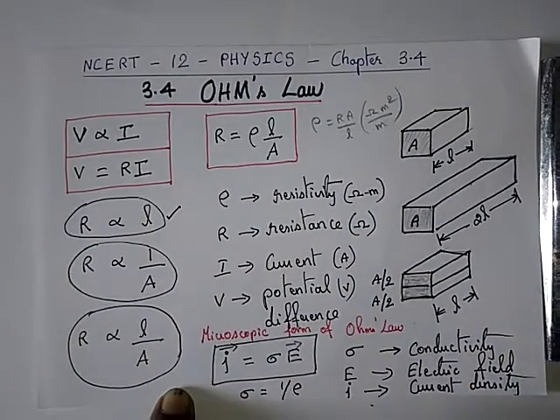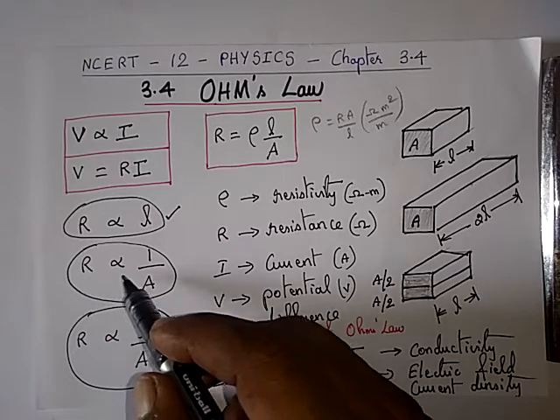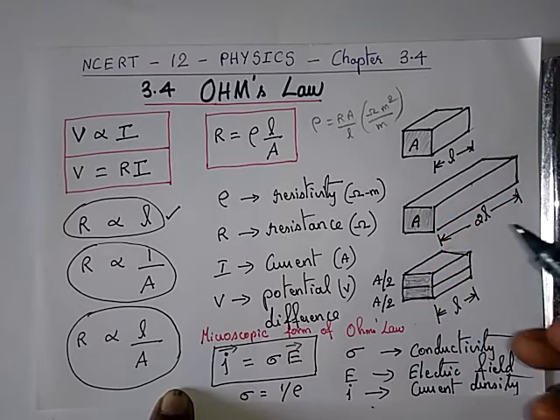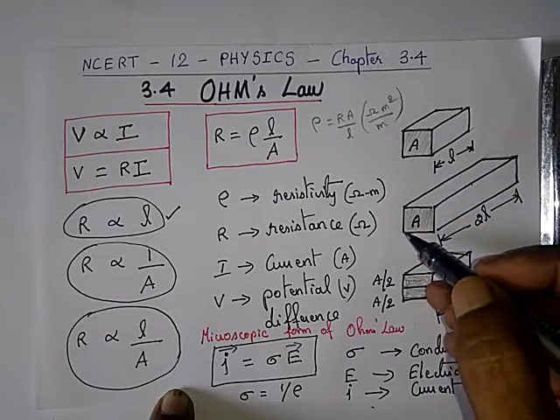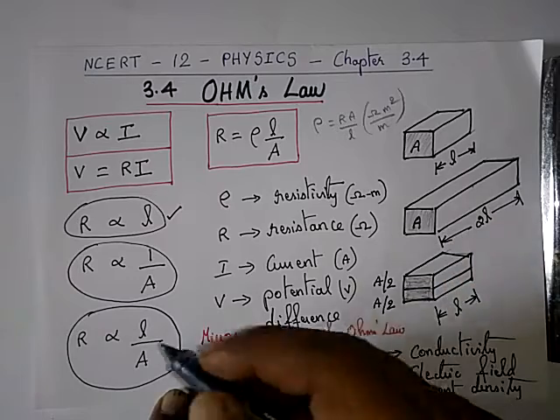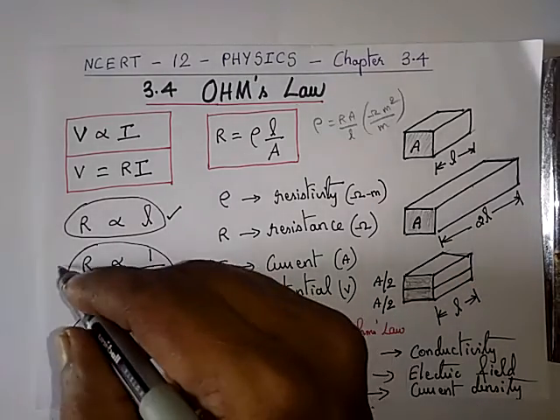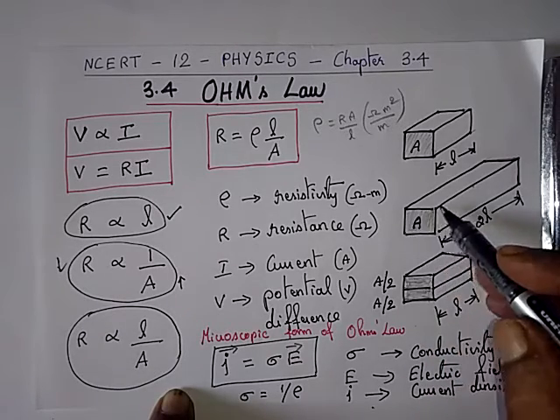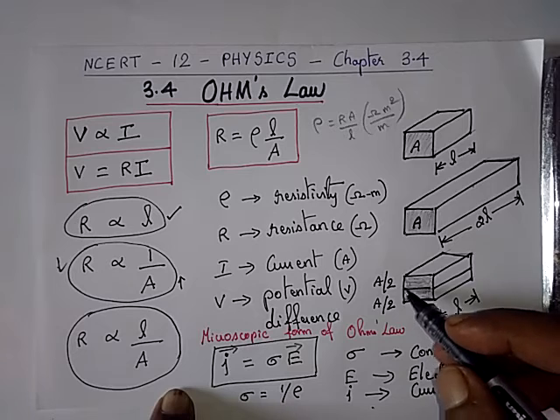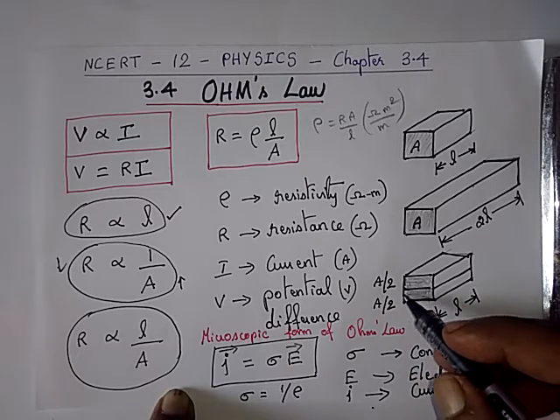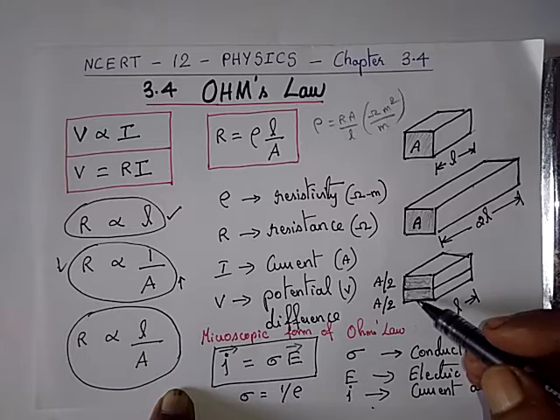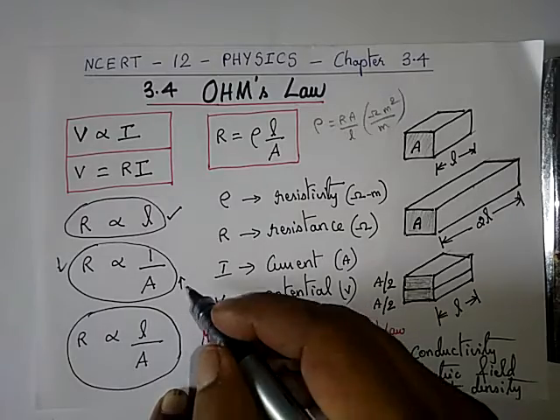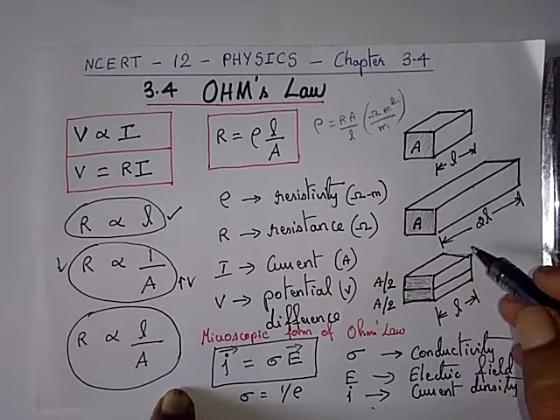This is the first point. Second point, the resistance is inversely proportional to the area of the cross section of the conductor. If the area of the cross section increases, then resistance decreases. But here we have shown we are cutting this area of the cross section into 2. So now the first half will become A by 2, and the next half will become A by 2. Now if we consider separately, the area decreases. So when area decreases, the resistance increases.